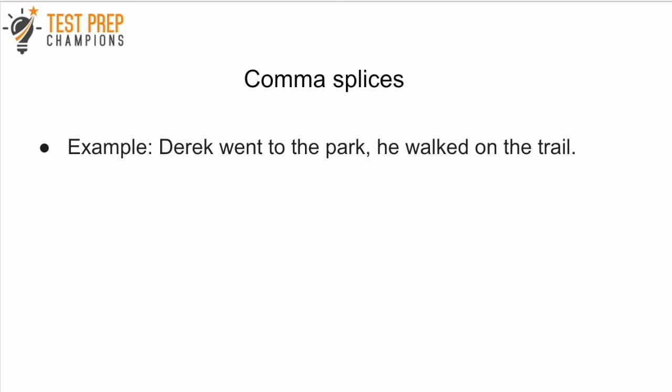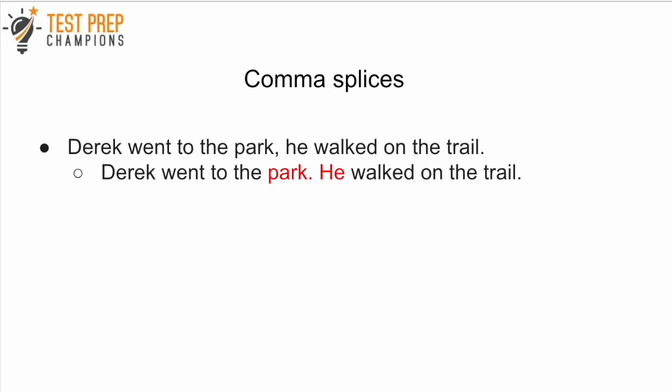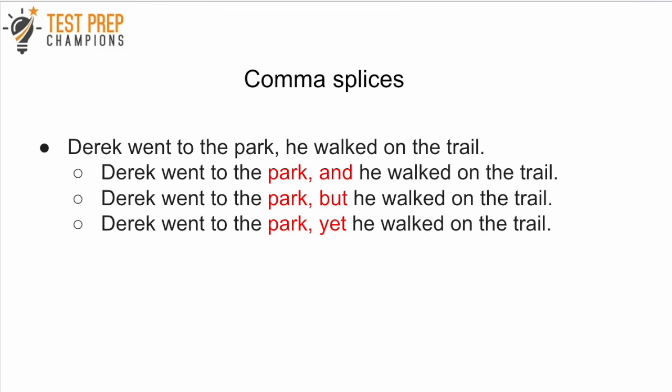So one way to do this that I see right off the bat would be to get rid of that comma and replace it with a period and then capitalize the H. Derek went to the park. He walked on the trail, like this. Other ways that you could correct this include: Derek went to the park, comma, and he walked on the trail. Derek went to the park, comma, but he walked on the trail. Derek went to the park, comma, yet he walked on the trail. So these are just examples of using different coordinating conjunctions.